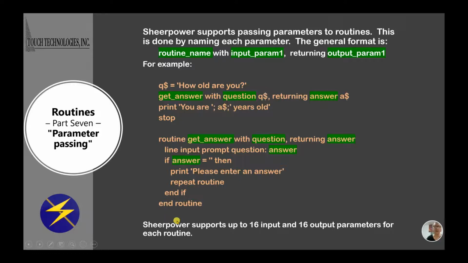And again, Sheerpower supports up to 16 inputs, not recommended, and 16 outputs for parameters for each routine. So that gives you plenty of options for inputs and outputs. Really anything more than about 3 or 4 is probably adequate for most programming requirements. So that is parameter passing.